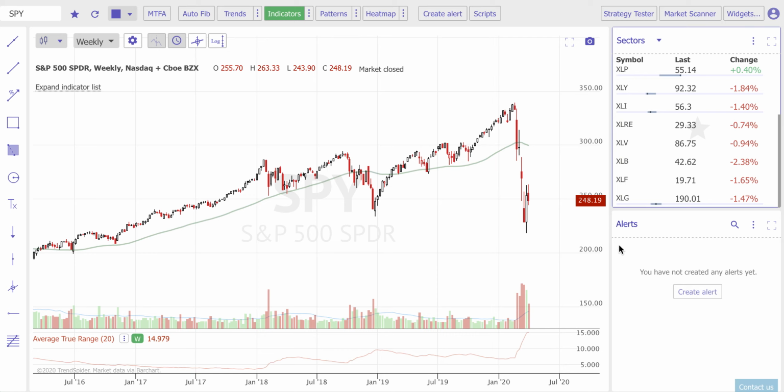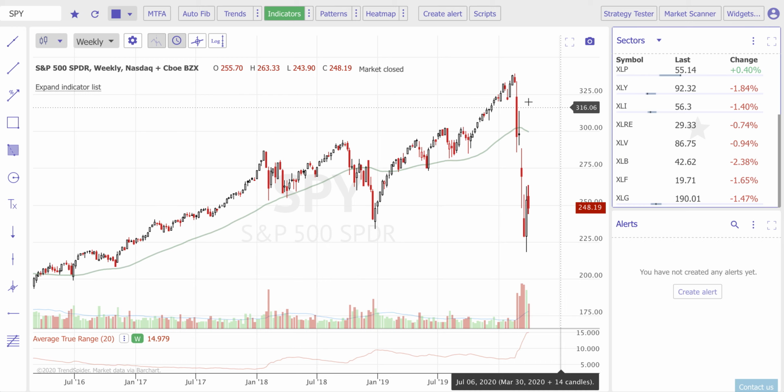Jay here, Saturday, April 4th, and I just wanted to give a quick update on the S&P 500 because I think we're at a really interesting point here. So we're looking at a weekly chart of the SPY ETF. I like to trade on these larger time frames, but as you can see, since February we've really collapsed before getting a bit of a bounce.